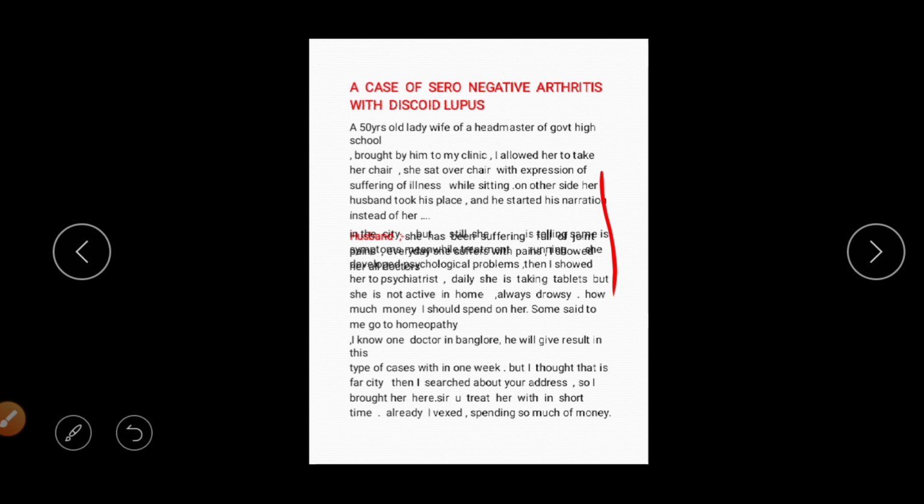Before that, the husband of the patient said like this: someone said to me, go to homeopathy, I know one doctor in Bangalore, he will give results in this type of case within 1 week. But I thought that is a far city. Then I searched for your address, so I brought her here. Sir, you treat her within a short time. Already I am vexed, spending so much money. So this is the frustration of the husband.